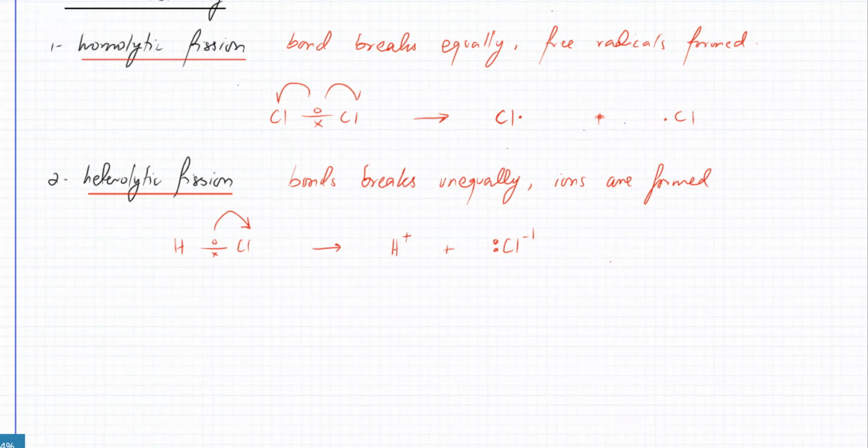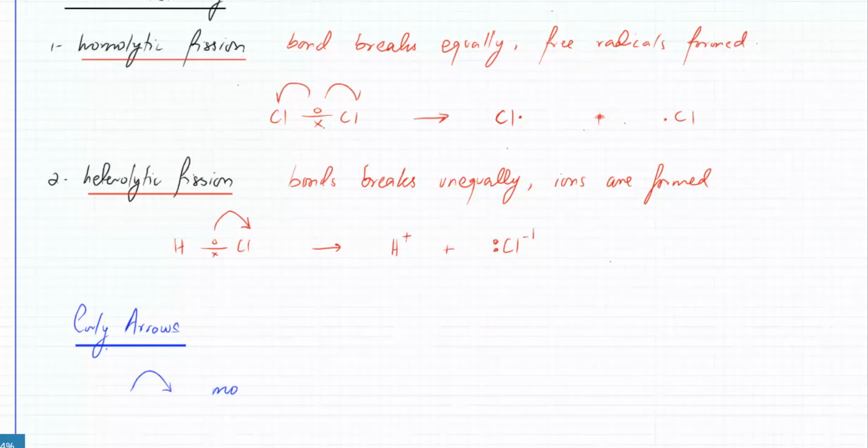So that's one thing. And then you've got these curly arrows. What do they represent? Curly arrows describe the movement of electrons. If you have a full arrow like this, that shows where two electrons are going.